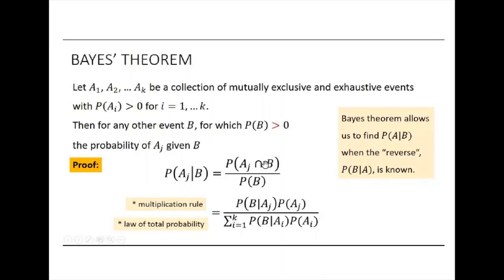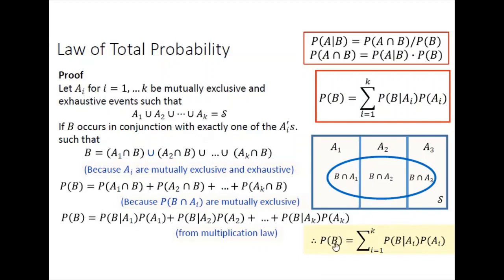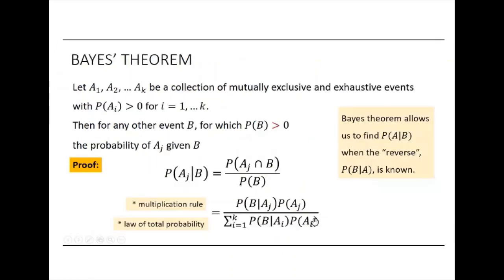So we already obtained the probability of B by using the law of total probability. You know the probability of B. So we substitute the probability of B here, and for the numerator, by using the multiplication rule, we have the probability of Aj multiplied by the probability of B given that Aj has occurred before.